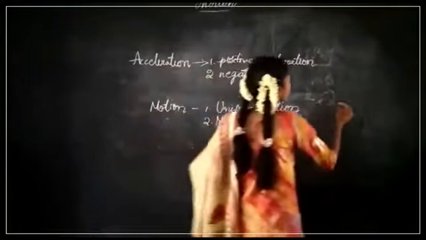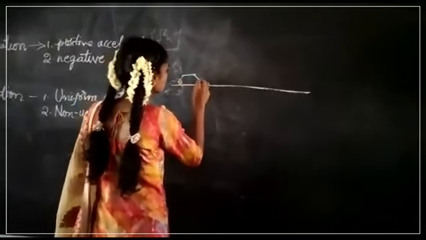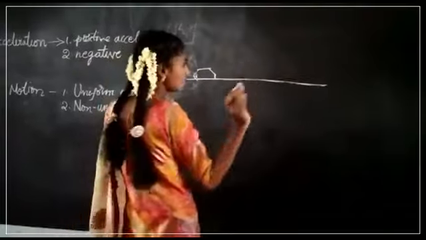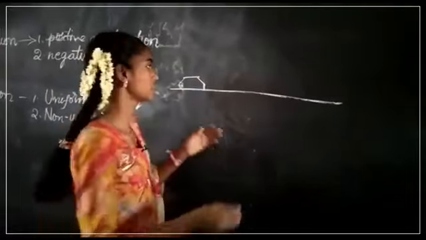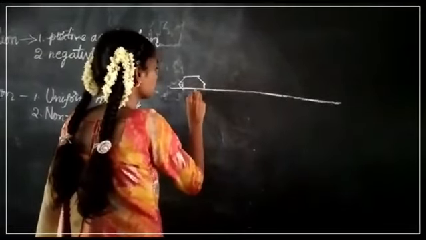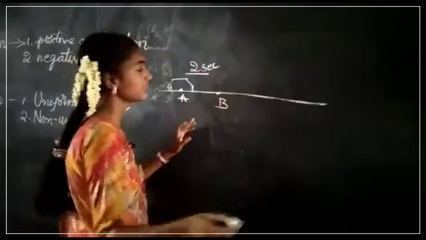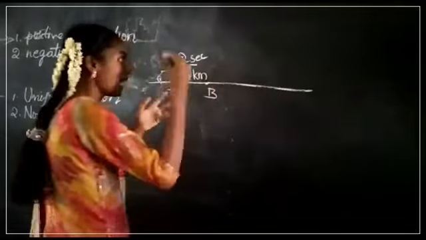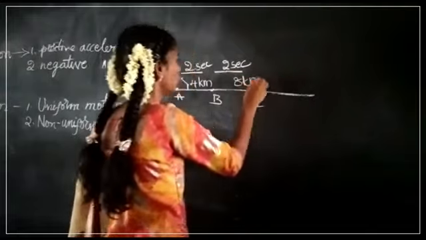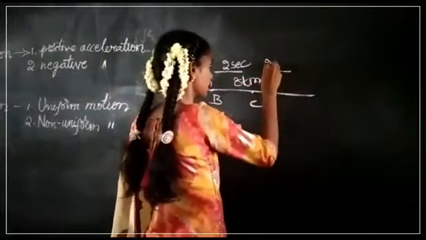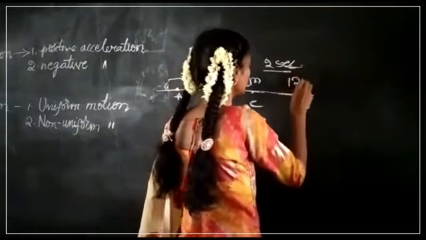For example, see here, this is the ground and here is the car. It is traveling equal distances: for every 2 seconds, it is traveling 4 kilometers. First it started at point A, and after 2 seconds it is at point B, with a total of 4 kilometers. Again after 2 seconds, it reached point C, 8 kilometers from the origin. And after another 2 seconds, it reached point D, at a distance of 12 kilometers.